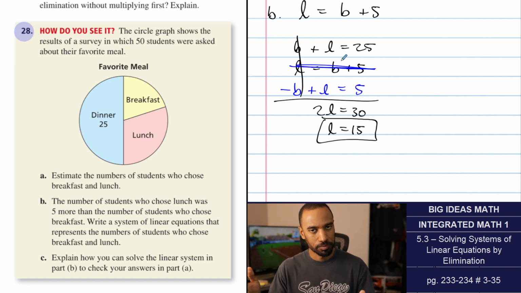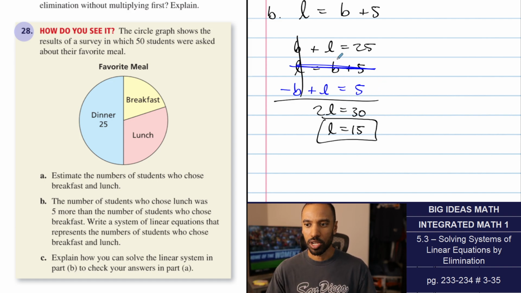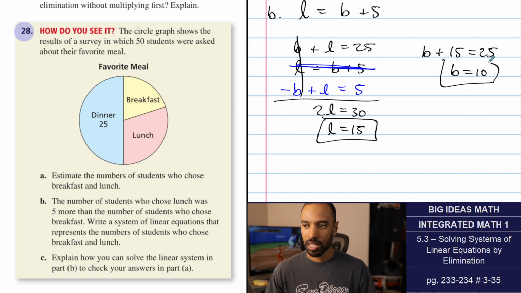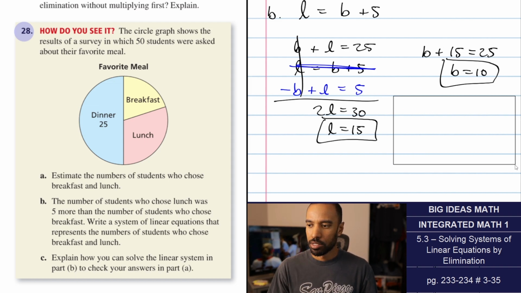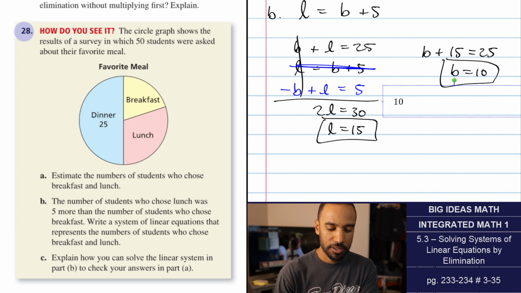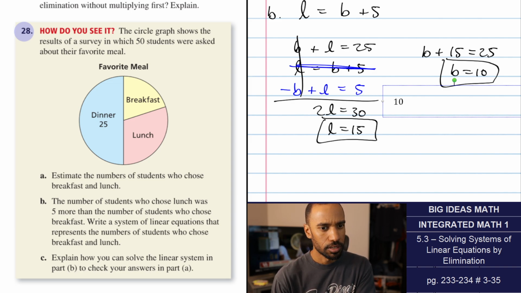B's eliminate. All good. Now, in terms of substitution, let's do B plus L. B plus L equals 25, so B equals 10. Okay, looks like those were the answers, 15 and 10. So that does mean, if I wanted to type this out, 10 students most prefer breakfast.